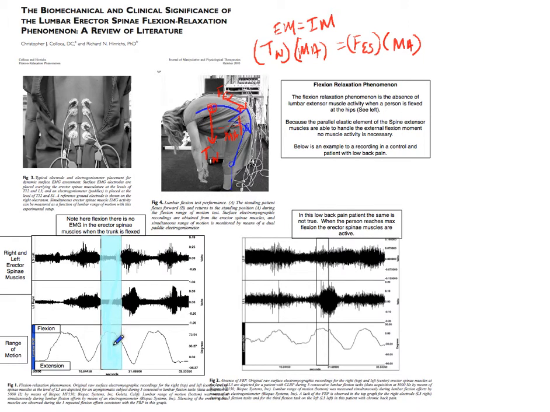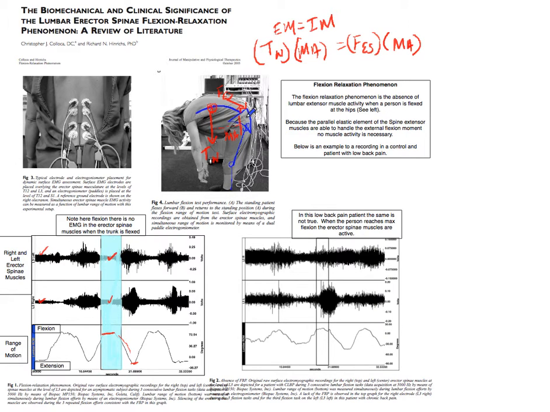So what we see, though, is something quite different. So this is the right and left erector spinae muscle activity here and here, and this is the tracing of motion from flexion back to extension. So essentially this is the person going into flexion here, this is them in flexion, and then this is them moving back into extension again. And what we can see is that when the person is in flexion, there's very little EMG activity in the erector spinae muscles. This is called the flexion relaxation phenomenon.